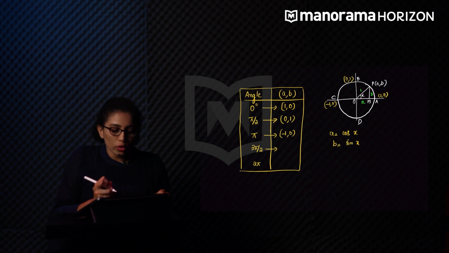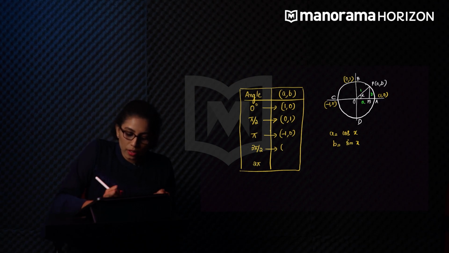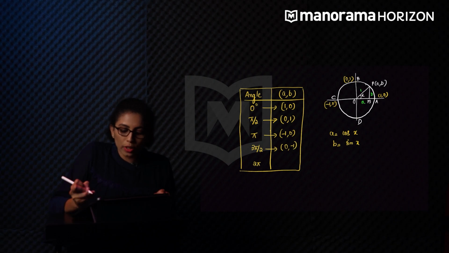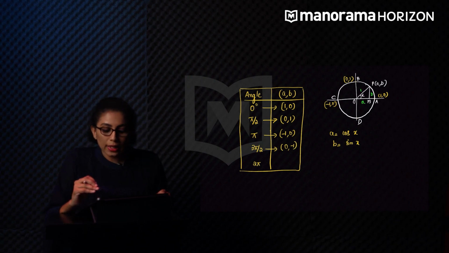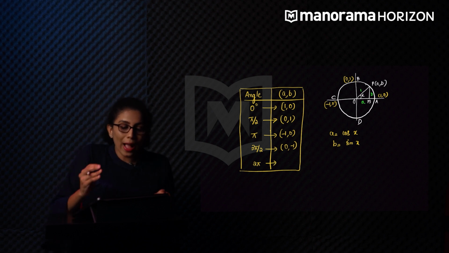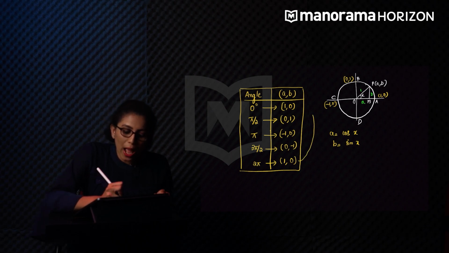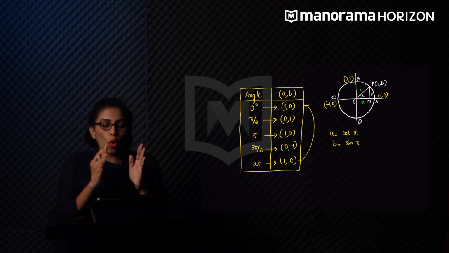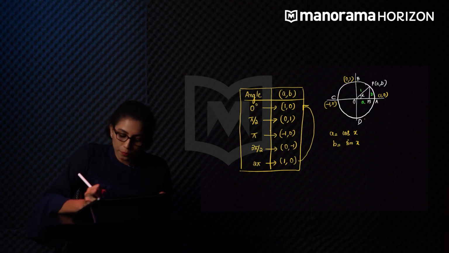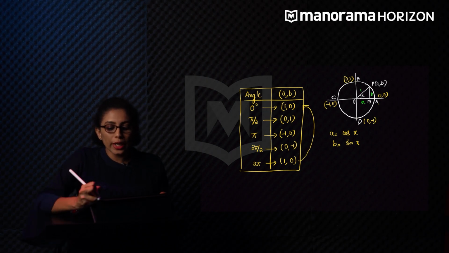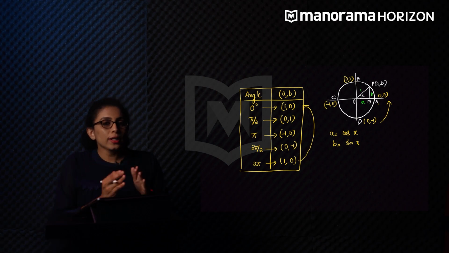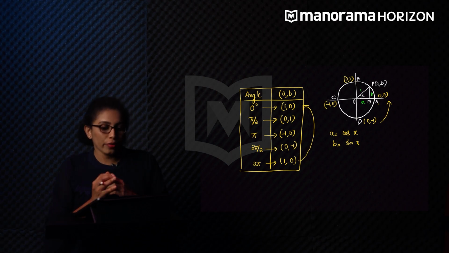Now 3 pi by 2, what will be the answer? It will be 0 comma minus 1 because cos 3 pi by 2 is 0 and sine 3 pi by 2 is minus 1. And what will be 2 pi? When the value is 2 pi, cos 2 pi is 1 and sine 2 pi is 0. So you can see that we have come back to the initial point, that is 1, 0. That is, at D we have 0 comma minus 1 and at A we come back to the initial position. So one complete revolution takes 2 pi radians.